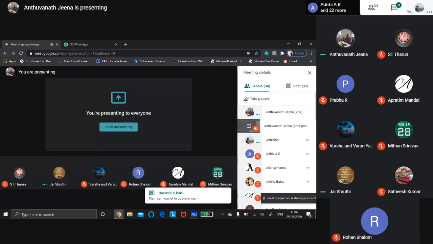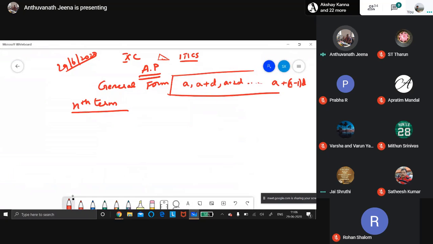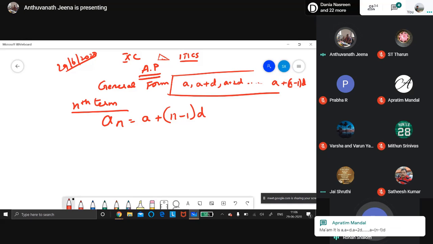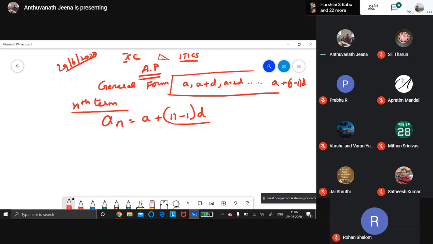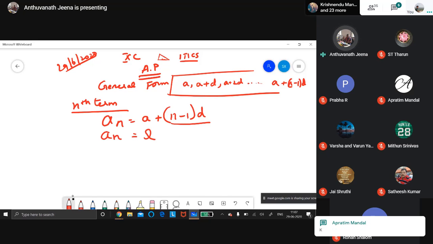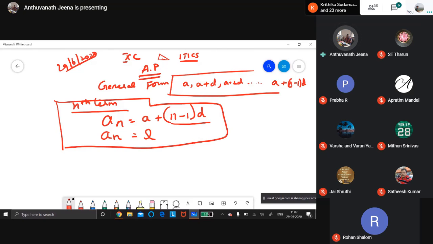Yes. So we use the formula: AN is equal to A plus N minus 1 into D. How will you read it? A plus N minus 1 of D, or A plus N minus 1 into D. This is the nth term. It can also be denoted as LN, because we use L for last term. The nth term is otherwise the last term.